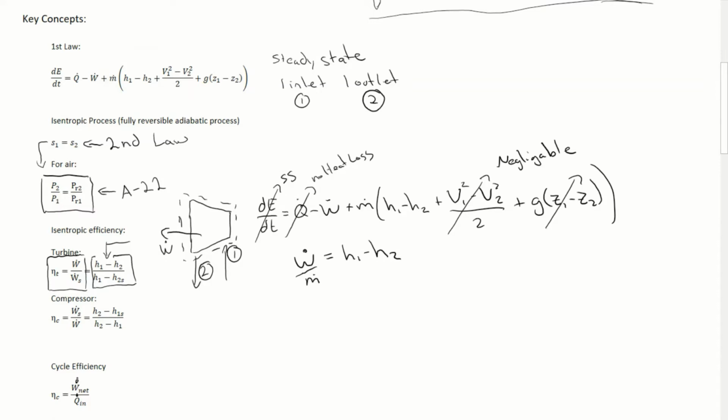And then the last concept we need to know is cycle efficiency. So this one you'll have studied already quite a bit. And with this, what we're interested in is a ratio of what we want over what we pay for.